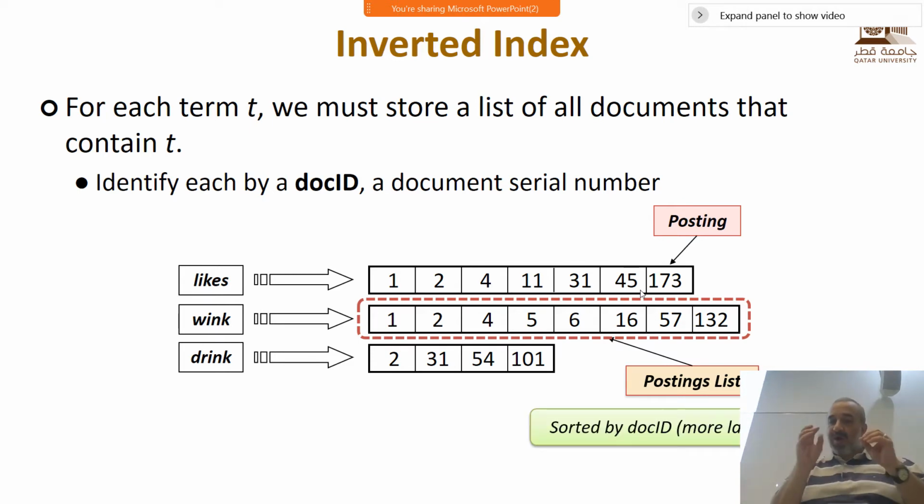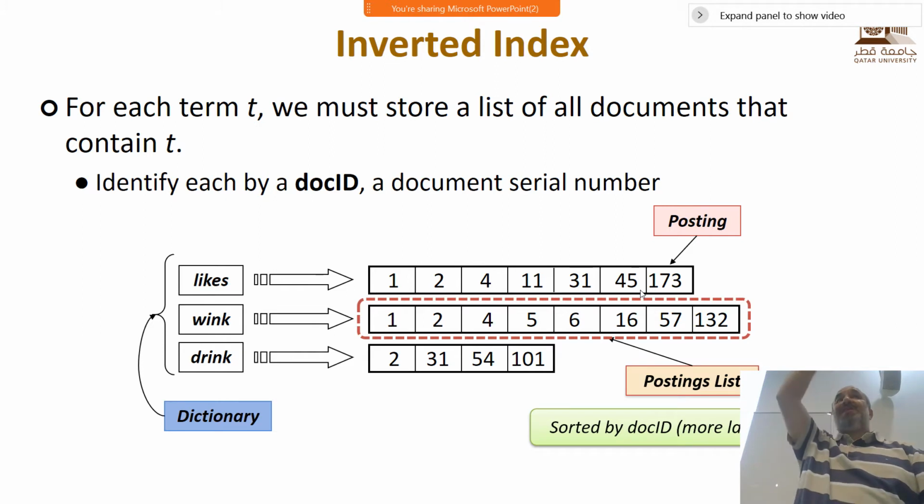Now, one point to keep in mind, and we will justify it hopefully today, is that the postings list is sorted by document ID. You will see that here. It's not just a random order of documents, but it is sorted by document IDs. We will talk about that later.